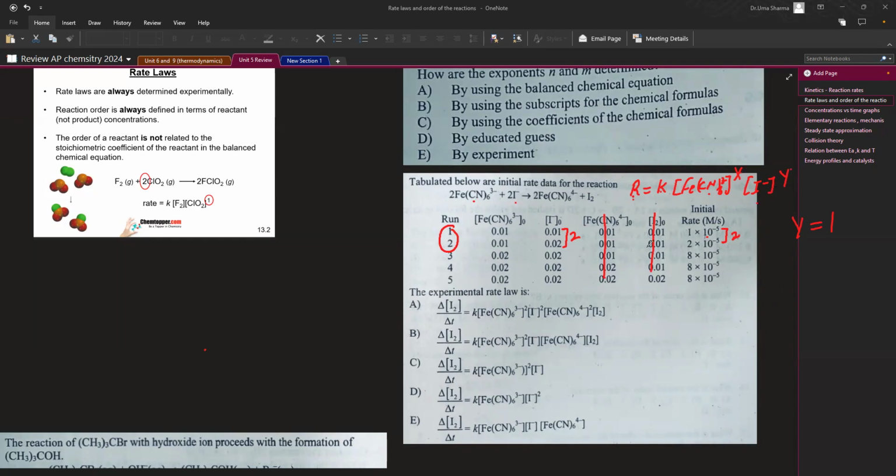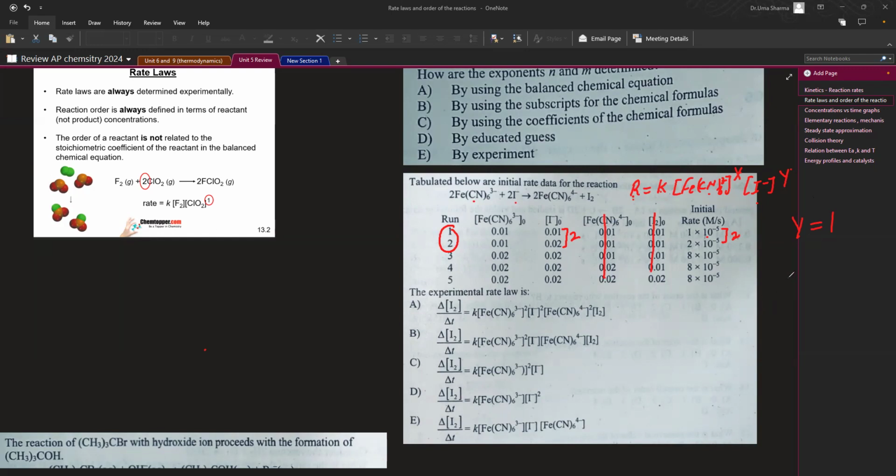Then take the second rate. Then take the ratio of rate 1 with rate 2. And then you will see, you will get the answer y equal to 1. Do you want me to show you that mathematical form? Anyone have difficulty in understanding like this? Then we can do the mathematics also.